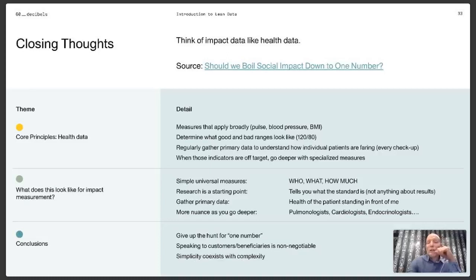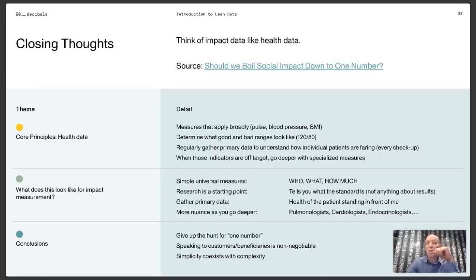What could that look like for impact measurement? Well, we need some simple universal measures. Who's being served? What's the social impact? How much is that social impact? We use research as a starting point. Just like blood pressure, we know the range. We should really know what the research says about a given intervention. But then we really have to gather the primary data as well.